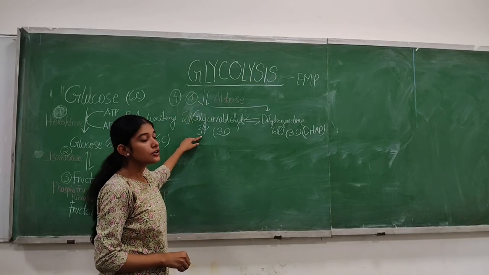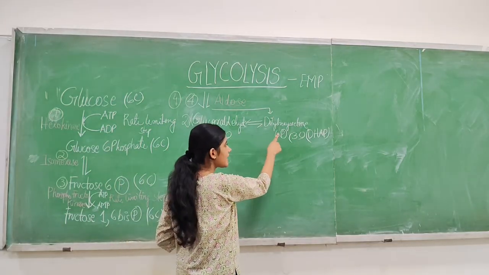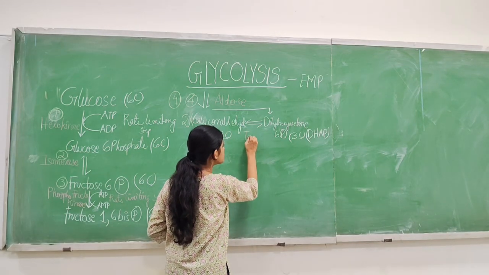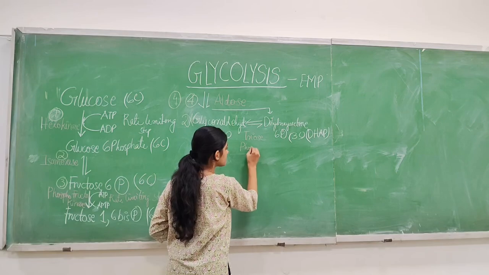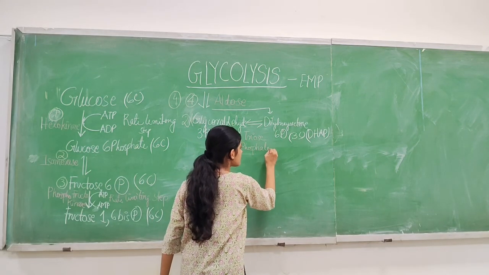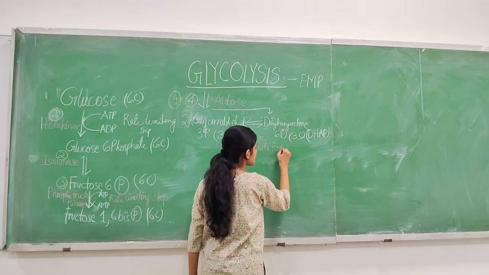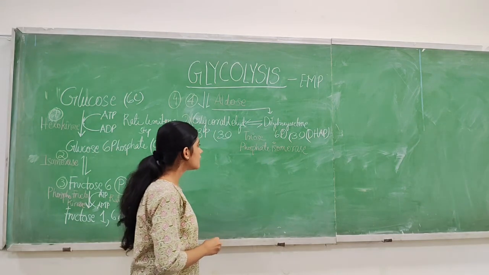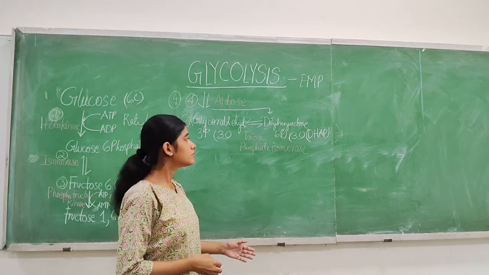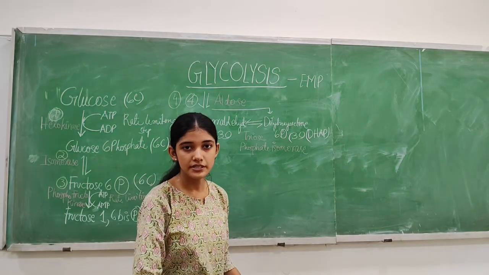Glyceraldehyde 3-phosphate. The isomerization step, the enzyme involved is triose phosphate isomerase. In the other half of the lecture, we will be studying the energy producing steps.